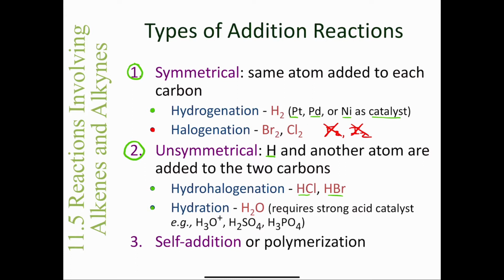And next, hydration. And this is where we use water, because hydration is simply adding water, but that requires a strong acid catalyst. And some possible strong acid catalysts would be hydronium, sulfuric acid, or phosphoric acid. And then last, we'll look at self-addition or polymerization.